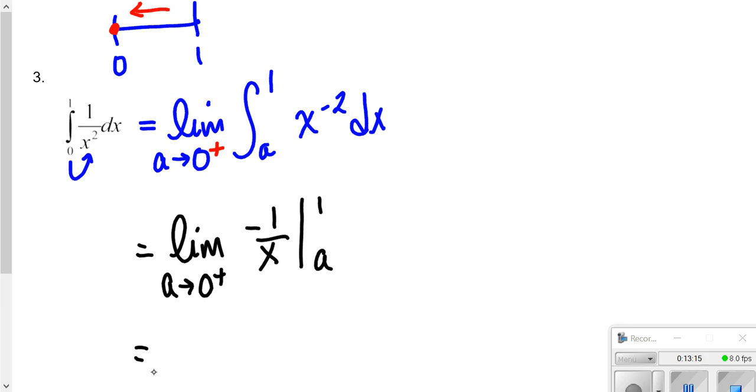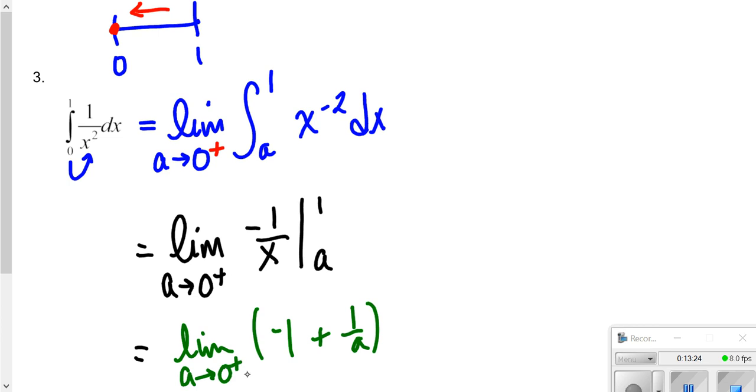Okay, think about it. All right, so here we are. We have our antiderivative. We're going to substitute in, and then we'll think about our limit. Okay, and so I have as a approaches 0 from the right. If I'm getting smaller here, then this part is going to get bigger, bigger, bigger. And something going to infinity, subtract 1 from it, still going to infinity, my friends. So this diverges.